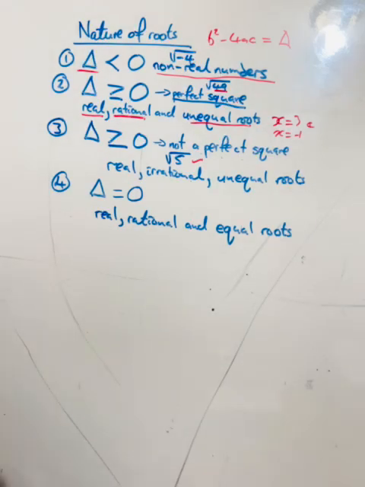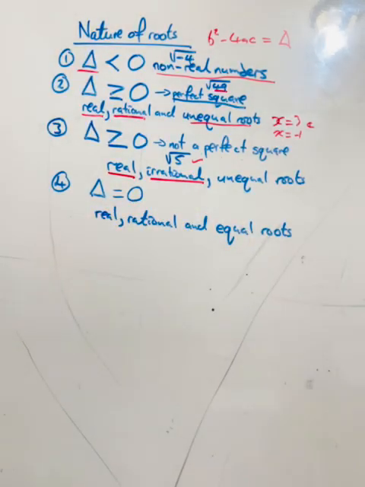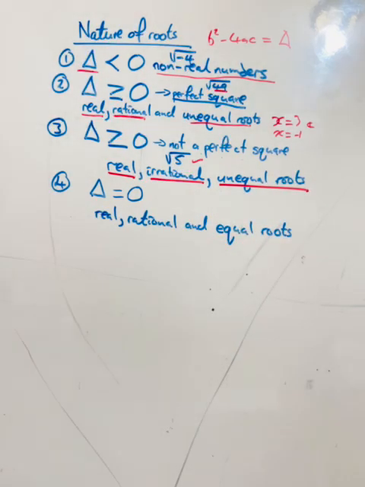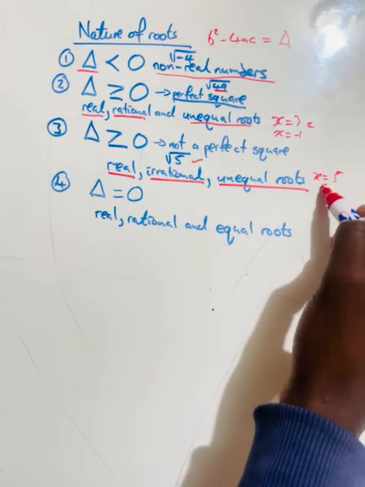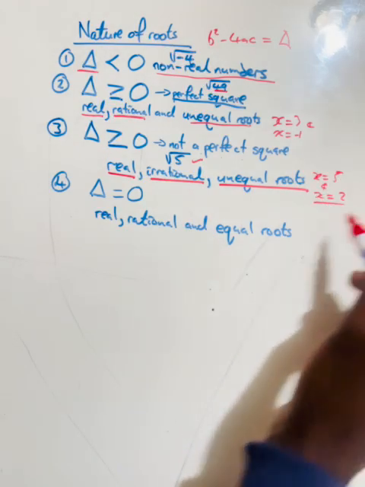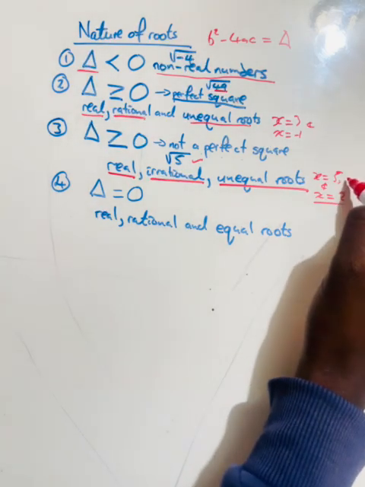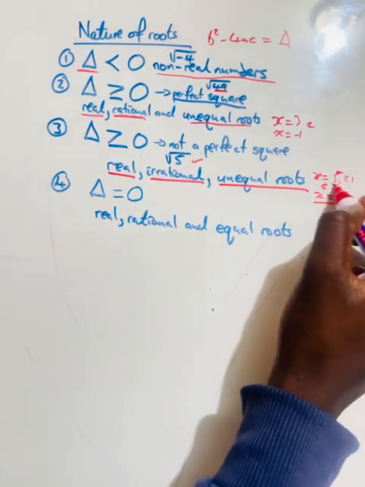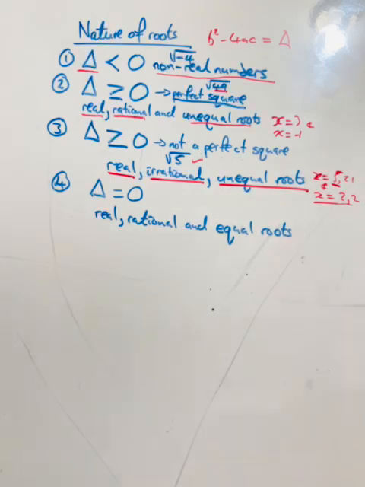So when you get such, it's a real number, irrational in the sense of non-terminating decimal, unequal roots. The roots are not going to be equal. Maybe I've got x is equal to 5 and x is equal to 2, but not like this. 5 comma maybe 2 1 something. Remember we said irrational, so it can't be a natural number. 2 comma 2 something. Just an example, right?